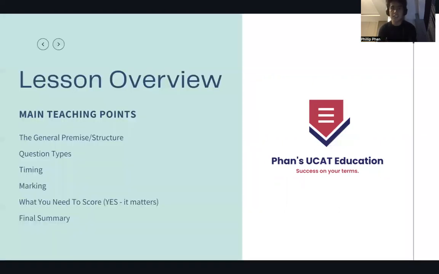Okay, so let's get started. A quick overview of what we're going to be doing today. There are going to be a few main teaching points. I'm going to introduce you to the general premise and structure of verbal reasoning in the UCAT. I'm then going to go into question types, which are simply the question types they have in the UCAT, the timing for verbal reasoning, which is obviously very important, and marking as well, just how the questions are marked and how they're valued. Then what you actually need to score to be considered to have a very good verbal reasoning score, because this is very ambiguous, and many sources from different countries that do the UCAT will come up with different numbers, which you'll see later. I think it's very important to discuss, and then a final summary to wrap it all up.